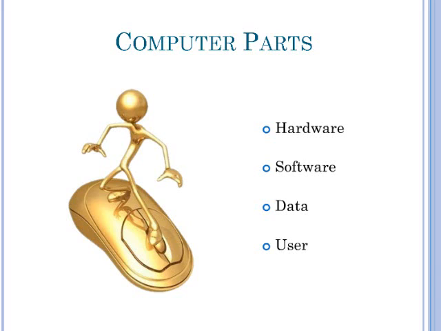The hardware is any part of the computer you can touch, like the cords and the outer casing. Software is the instructions that tell the computer what to do. You might know software better as programs, like Microsoft Word. In this example, Microsoft Word is software that tells a computer how to process written text.